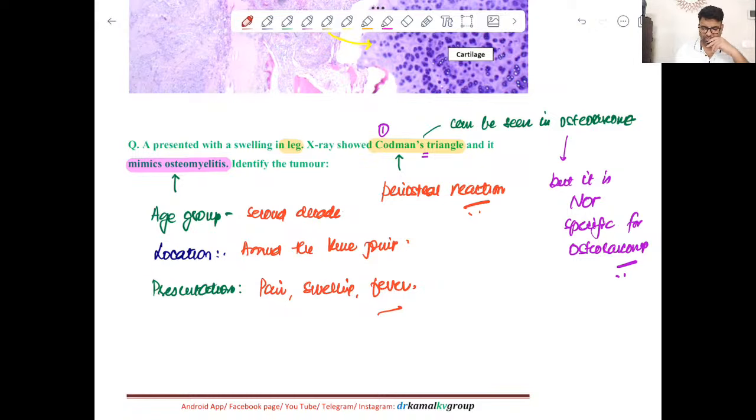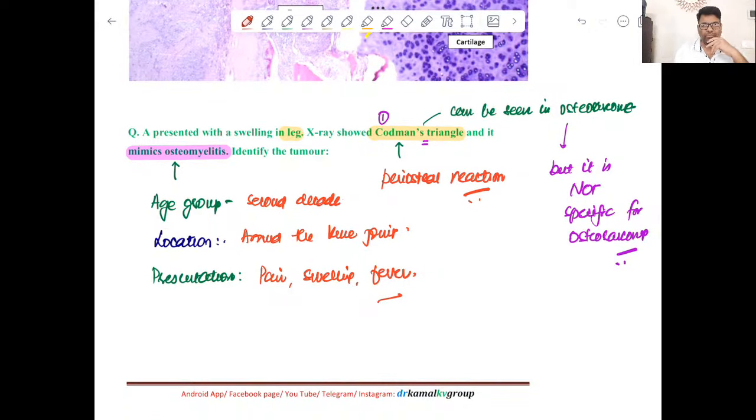Don't worry. So the point which I've mentioned here is actually in terms of osteomyelitis and the condition which is given in this particular question.